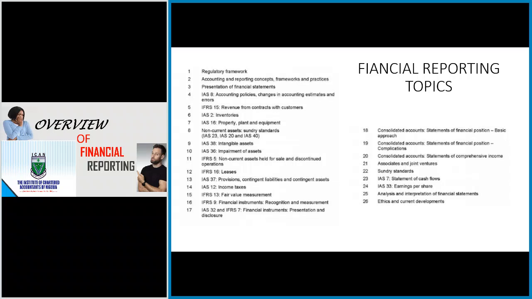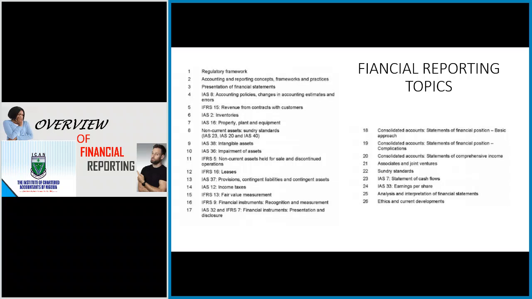So in financial reporting, and we are going to go into details and detailed analysis of all this. First of all, the regulatory framework. Somebody may guess, of course, that it is coming from the background of the conceptual framework and regulatory framework of accounting, which is the first part of our syllabus. Then the second topic will deal with accounting and reporting concepts, the framework and practices. So this is the continuation of what we'll add in chapter 1.